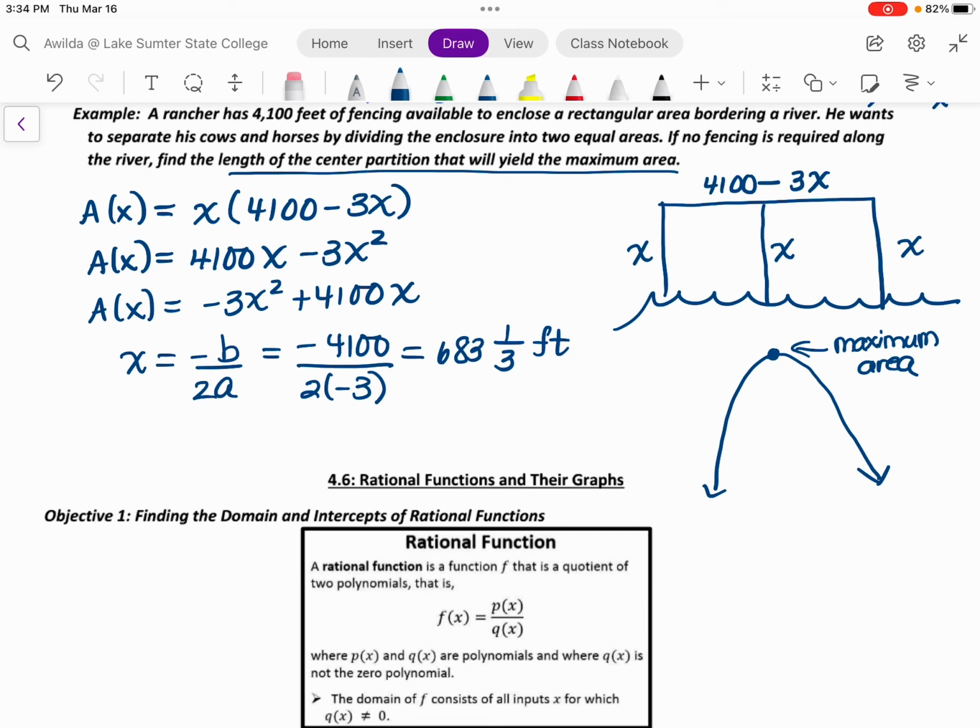Now you can write that as a mixed number, as an improper fraction, or as a decimal that is rounded. I've already checked here my MyMathLab questions, and none of them involve decimals or fractions. So you will have less trouble deciding what to enter as a correct answer once you get to those MyMathLab problems. But in this case, the maximum area will be achieved when the two sides of the rectangle and its middle partition are each 683 1/3 feet.